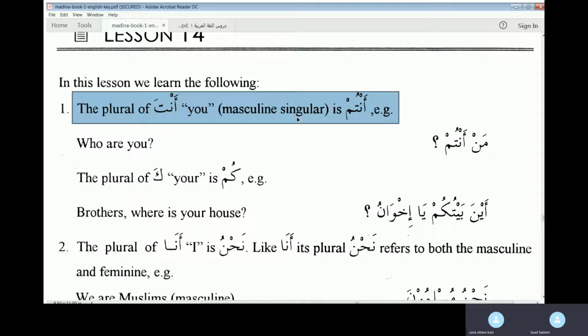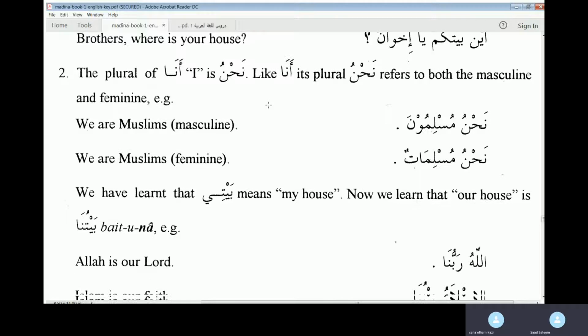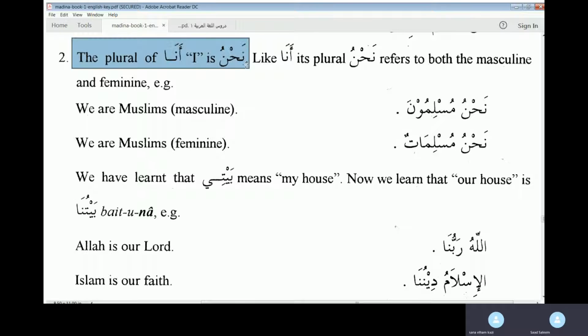The plural of ana, I, is nahnu. Like ana, its plural nahnu refers to both masculine and feminine. For example, nahnu muslimuna, which is we are Muslims, masculine. Nahnu muslimatun, which is we are Muslims, in feminine.